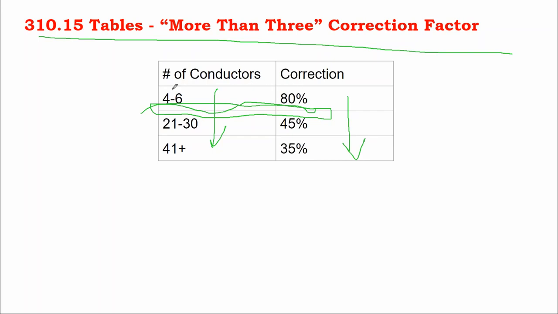So we see starting at 4, you have to derate by 20%. And then once you get into a couple dozen conductors, you're derating by over 50%, 55 to 75%, or 65%.